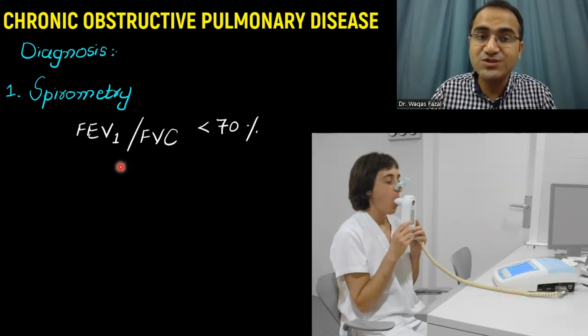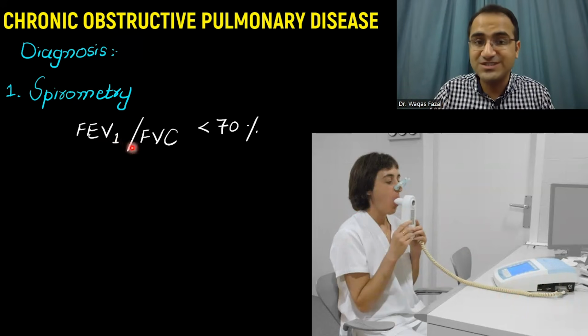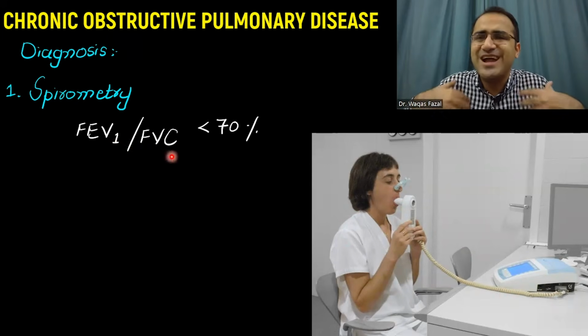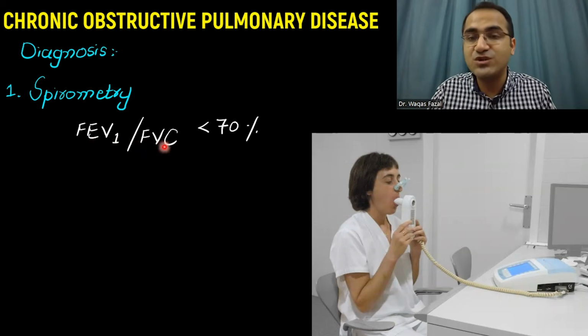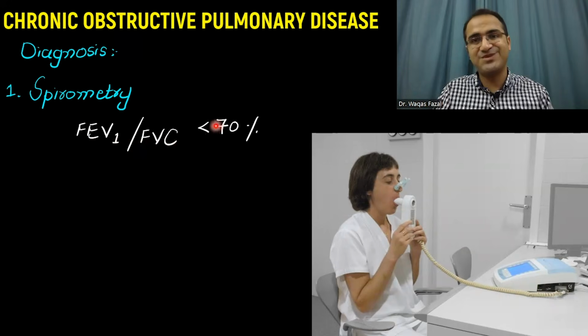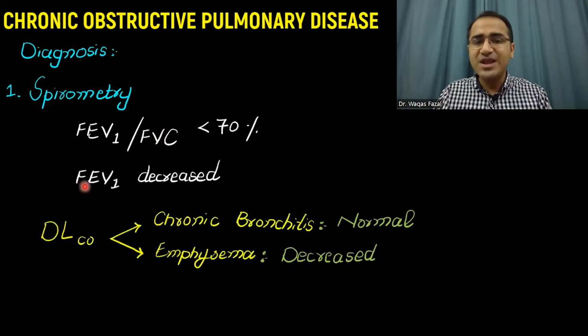That is called forced expiratory volume in the first second divided by forced vital capacity. So these patients are unable to exhale the air out forcefully, therefore the FEV1 will be low, and FEV1 to forced vital capacity will be less than 70%. Now FEV1 will also be decreased, and FEV1 to FVC ratio will also be less than 70%.